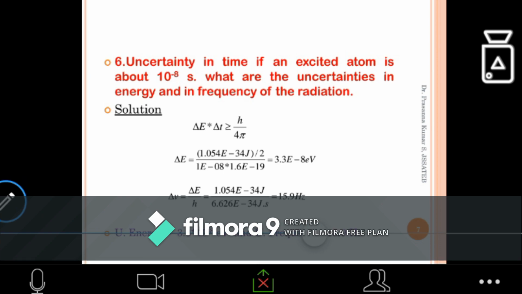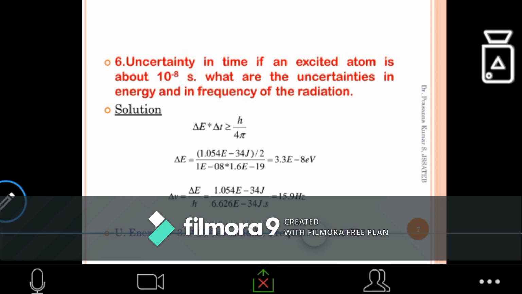The uncertainty in time of an excited atom is 10^-8 second. So here Δt is 10^-8 second. What are the uncertainties in energy? It is asked to calculate the uncertainty in energy, that is ΔE. Then find the frequency of radiation. So use the formula ΔE · Δt ≥ h/4π.